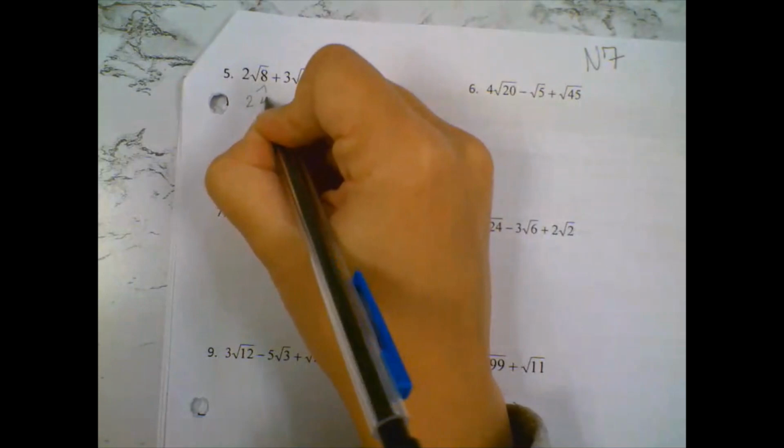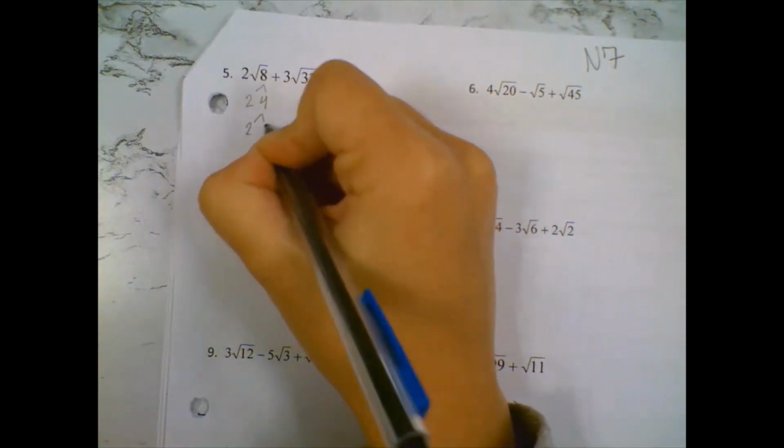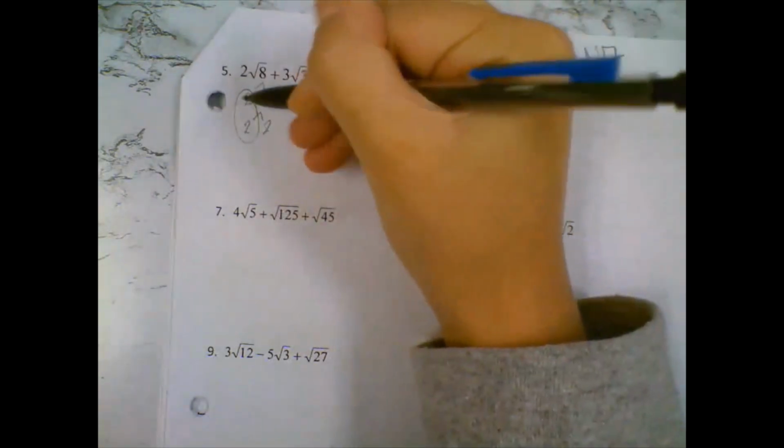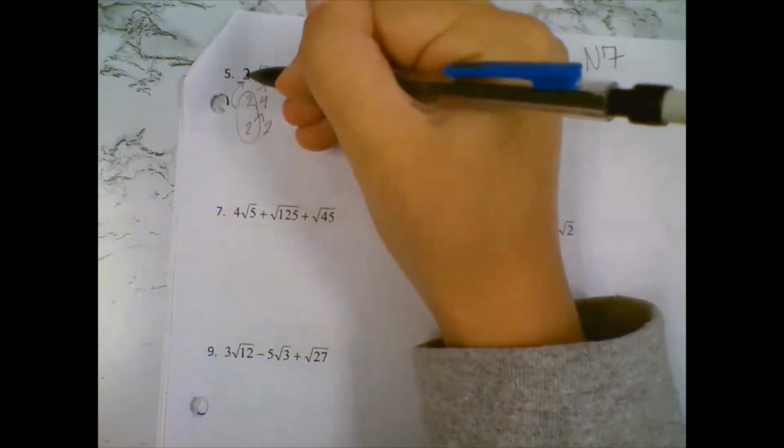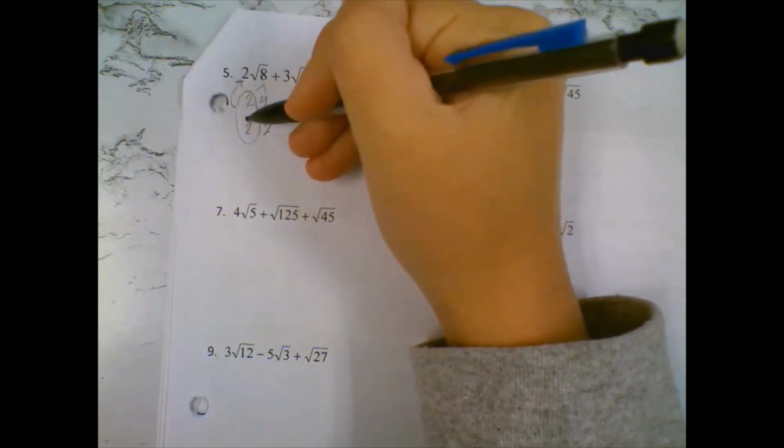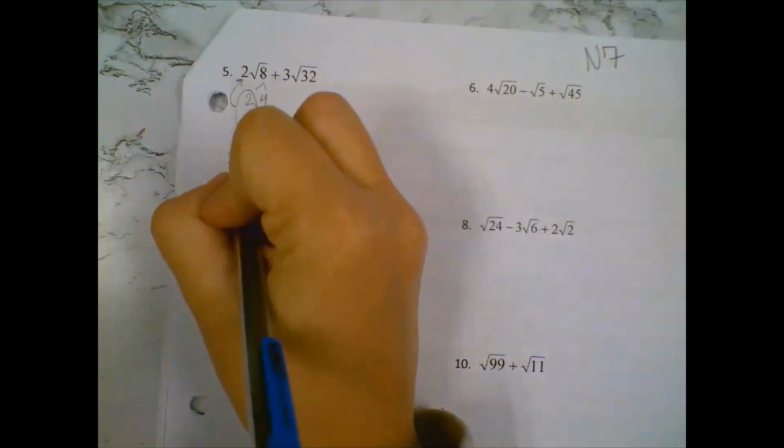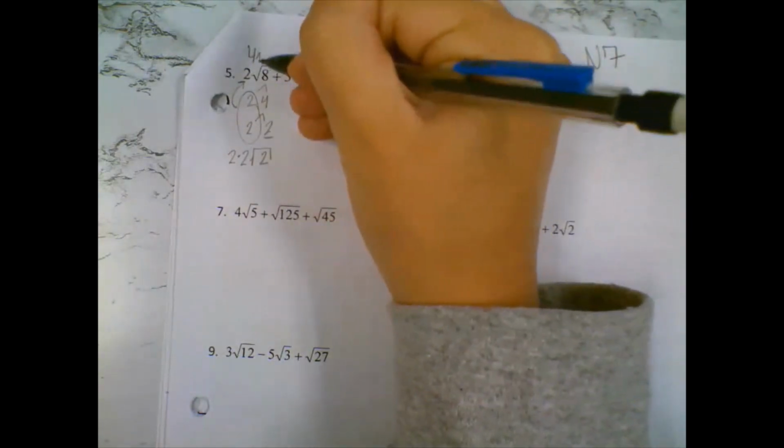Okay, 8 breaks into 2 and 4. 4 breaks into 2 and 2. Circle my pairs. That's going to go out with the 2 that is already there. So this is going to be 2 times 2. And if you need to write that stuff, just go ahead and write it down here so you can see it. So 2 times 2 root 2, because 2 is my single, so this is going to make a 4 root 2.